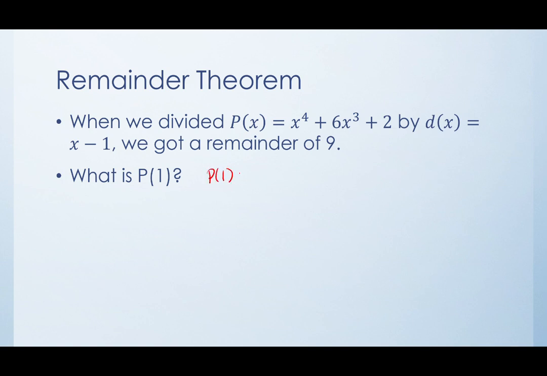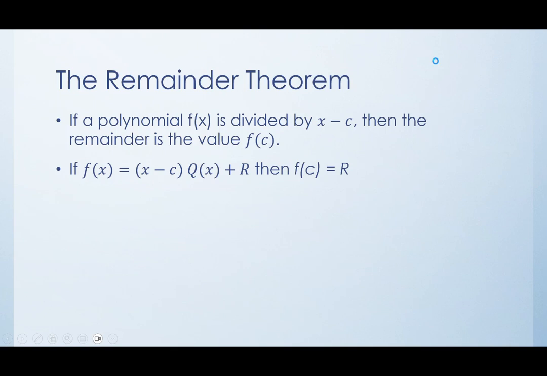So p of 1, we're going to say, okay, well, that's 1 to the fourth plus 6 times 1 to the third plus 2, which is going to be 1 plus 6 plus 2, which is 9. Now, is that a coincidence? No, of course not, right? So what we have now is what's called the remainder theorem. If we have a polynomial f of x and it's divided by x minus c, some divisor, then the remainder is the value of f of x evaluated at c.